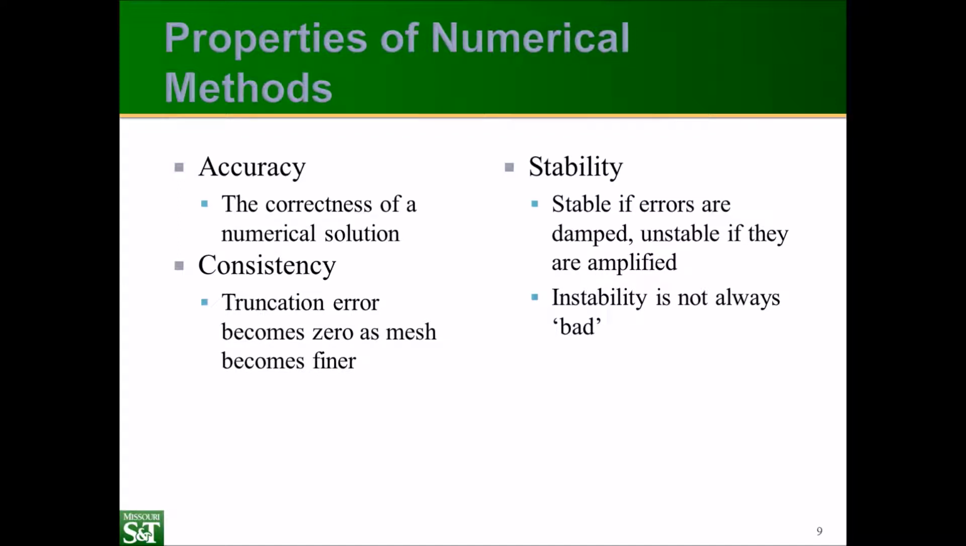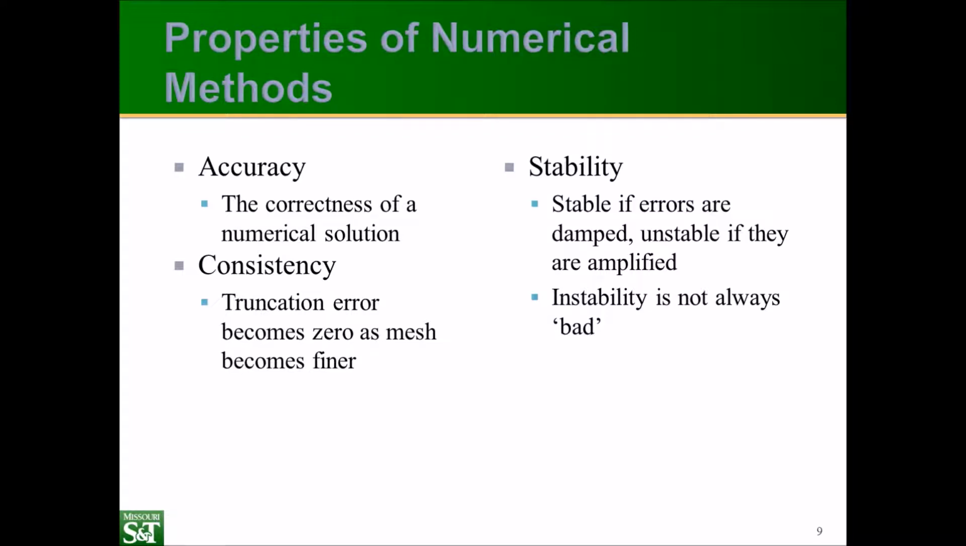Now, instability is not always bad. Some equations are inherently unstable. In fact, the Navier-Stokes equations are inherently unstable for high Reynolds numbers. So an unstable solution to the Navier-Stokes equation doesn't necessarily mean that there's an error in your algorithm or your equations. It may just be a feature of the system you're trying to predict. So it's important to understand how the system is supposed to behave so you can evaluate the quality of your numerical results.